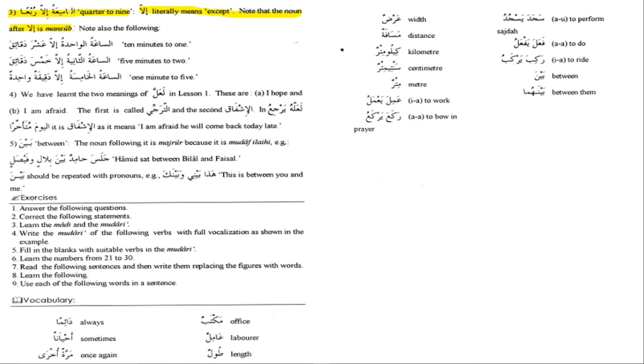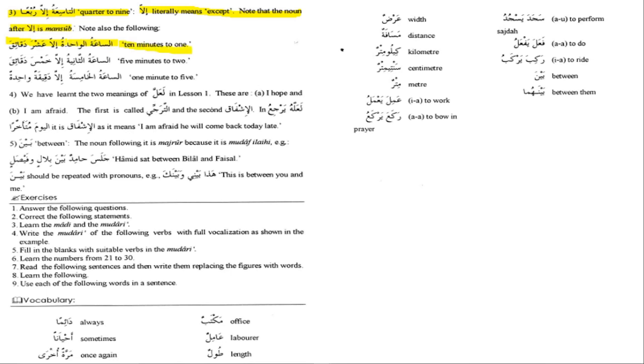So if you say at-tasi'a, it means it is 9 o'clock. Now you say illa, it means except. Rubu'an, so it means it's 15 minutes to 9, quarter to 9. Note the following. As-sa'atu al-wahidatu illa 10 daqa'iq, which means 10 minutes to 1.